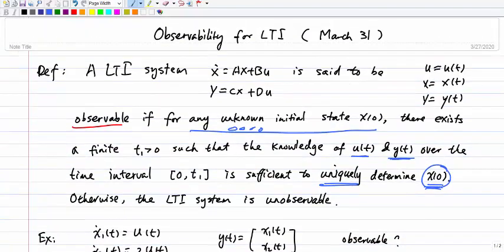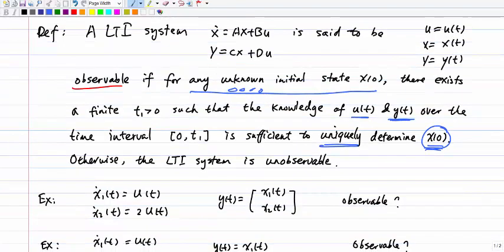Before talking about the formal method or the conditions that guarantee the observability of a linear time invariant system, I want to go over a few examples to get a feeling for what we mean by observability. Let's use the definition to verify whether the following linear systems are observable. The first example: x1 dot t equals u(t), x2 dot t is 2u(t), so twice that, and my y(t) is x1(t), x2(t). Is this system observable?